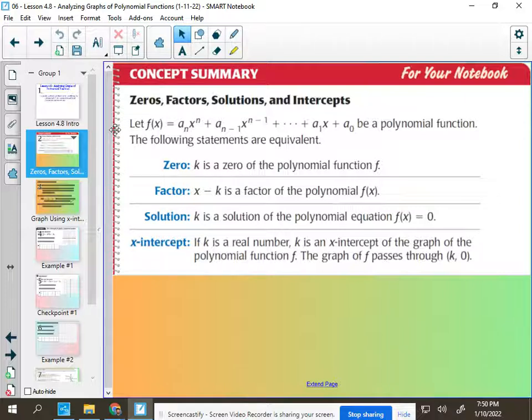We've talked about this a lot. Whether we're talking about a zero, a factor, a solution, or an x-intercept, they are definitely not exactly the same, but they are really, really related. It all depends on what situation we're talking about. A generic function like this, f of x equals some expression, could be all sorts of stuff.